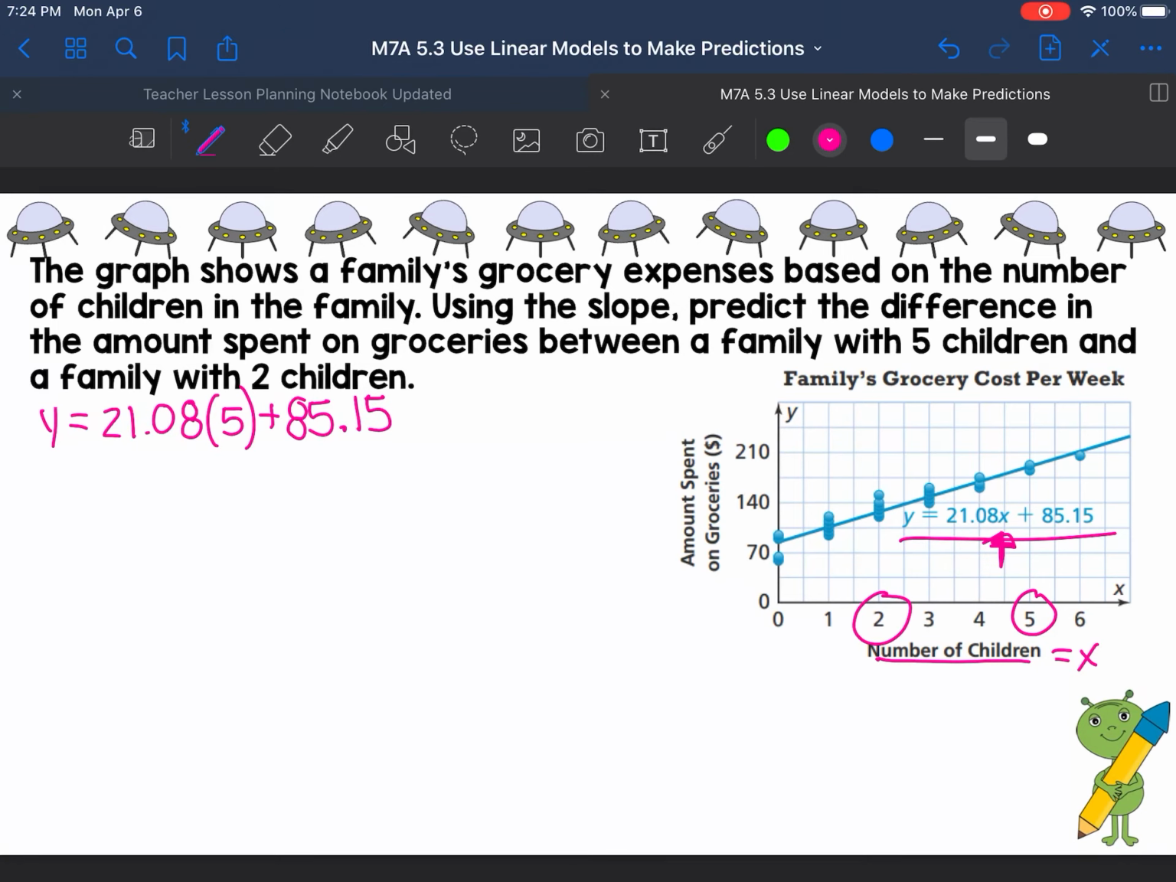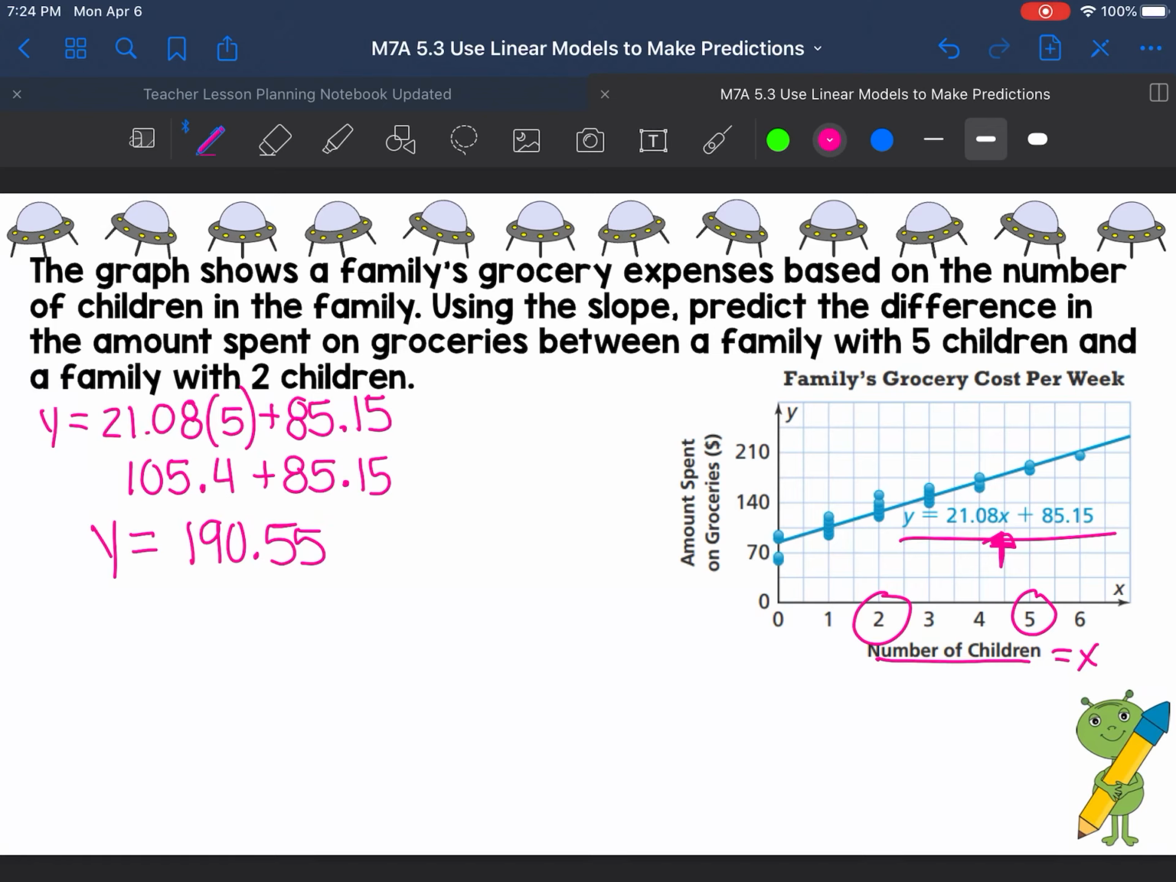Like I said, guys, it is totally okay if you use your calculators for this lesson. 21.08 times 5 is 105.4, plus 85.15, and that gives us a final answer of 190.55.